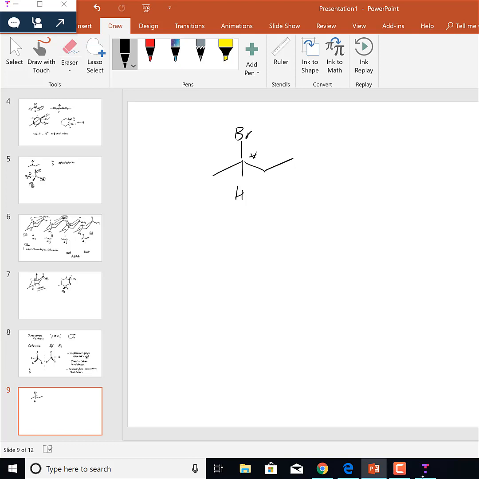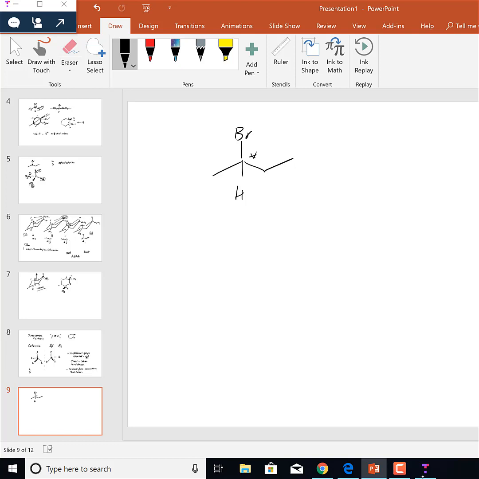Now, the first rule is the carbon has to have 4 different groups attached to it. And it has to be sp3. So that leaves out a ton of things: double bonds, triple bonds, CH2s, CH3s.